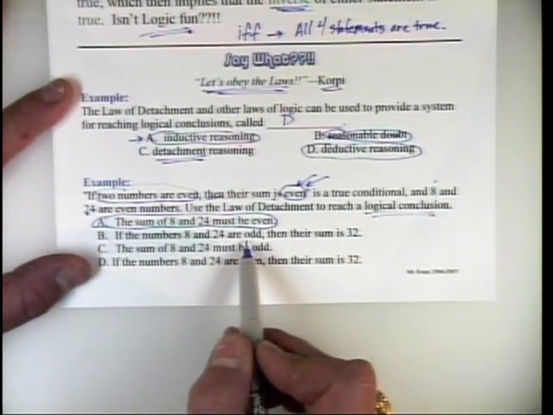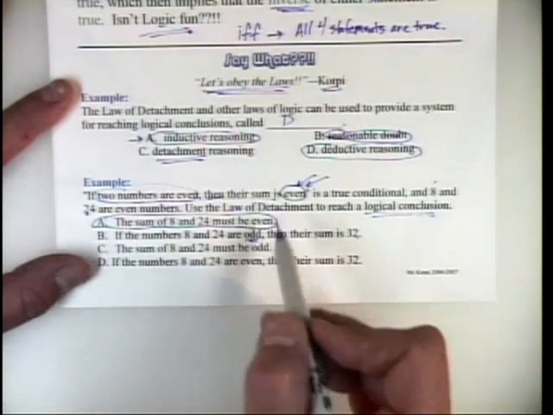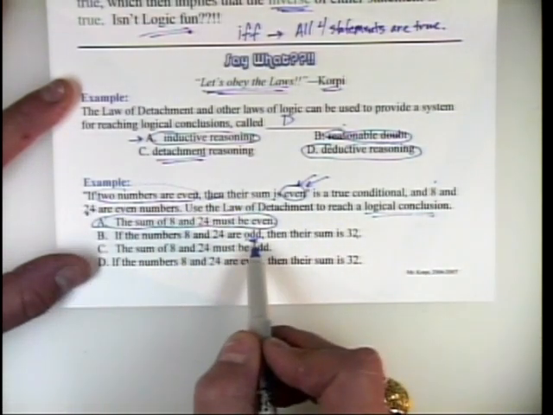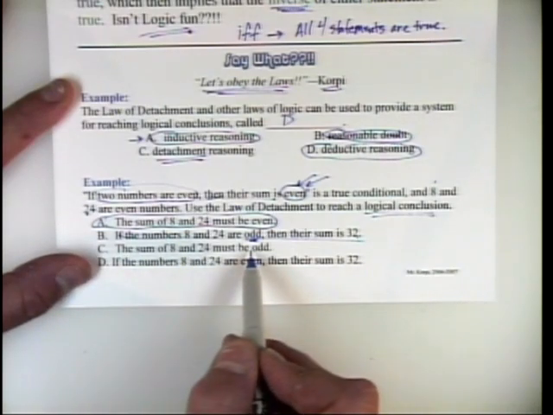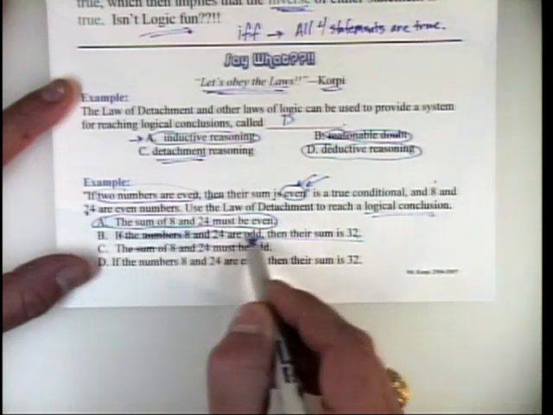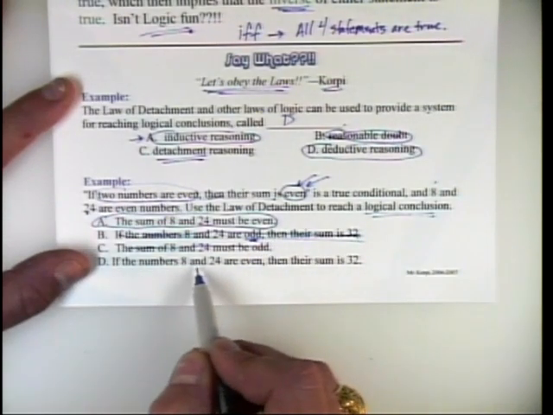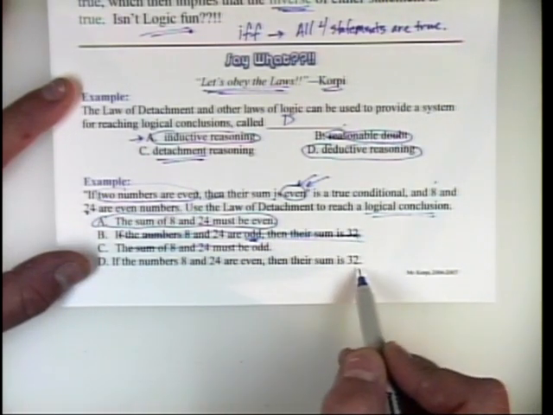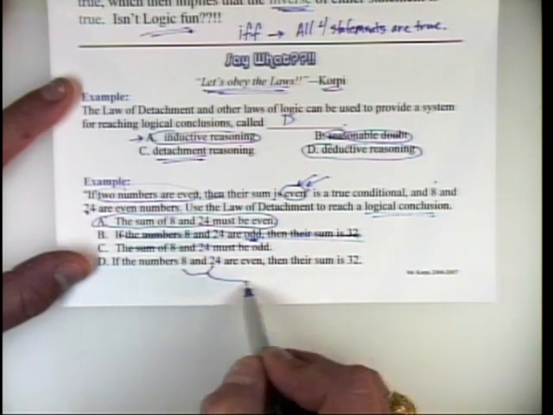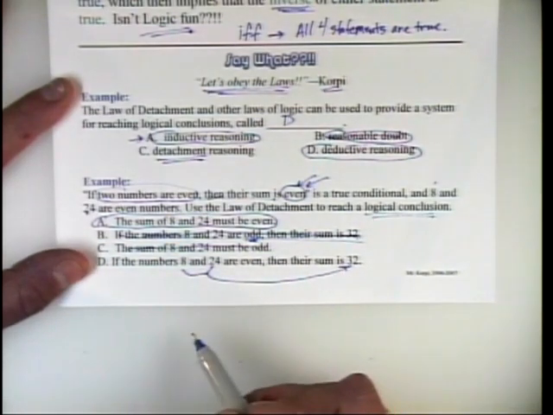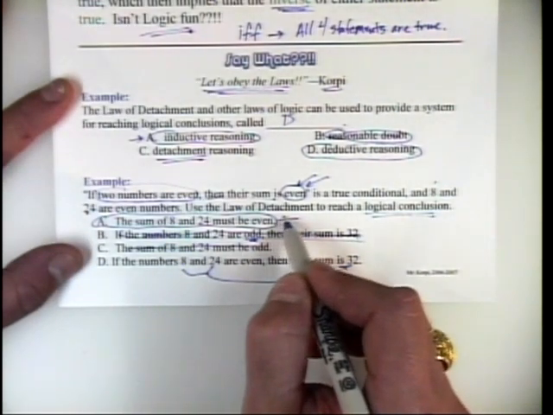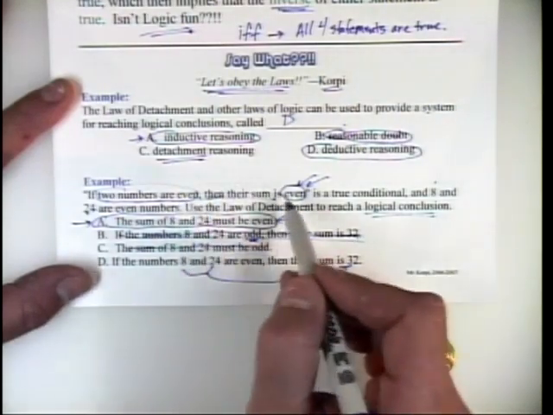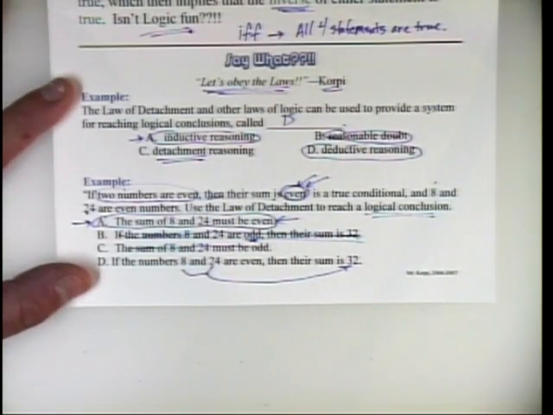If the numbers 8 and 24 are odd, their sum is 32. Well, the if-then statement didn't say anything about odd or the number 32, so nope. The sum of 8 and 24 must be odd? Says who? Not the if-then statement. How about this one? If the numbers 8 and 24 are even, then their sum is 32? Well, that just happens to be true in this case. But what if I had two other even numbers? Their sum wouldn't be 32. So it's always nice to look at all the other answer choices to make sure you have the right one. Our statement just makes a conclusion that the sum has to be even. Okay? Next example.